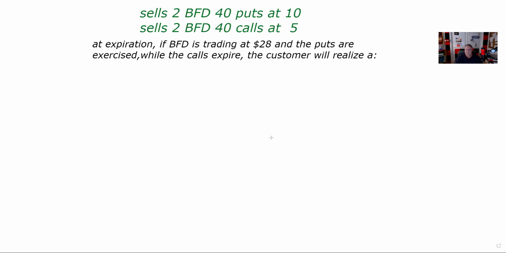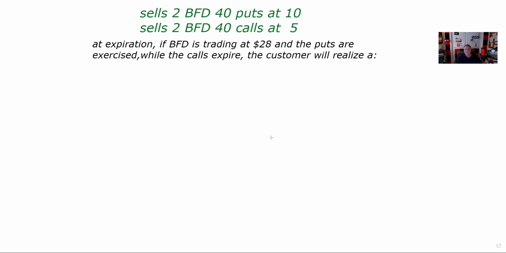This is the Series 7 Guru coming to you from my studio in fabulous Las Vegas with another explication request. This is a question sent in where a customer sells two BFD 40 puts at 10, sells two BFD 40 calls at 5. Well, the first thing you need to be able to do as a test taker is identify the strategy. And we should know that when we sell a put and sell a call, this is a straddle. So test question number one is, can you identify the straddle? Because if you don't know this is a straddle, you're just going to be staring at the screen.